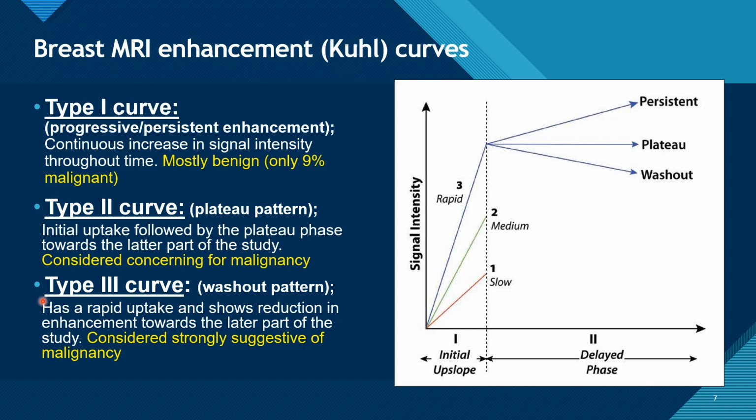The type 3 curve, which is the washout pattern curve, shows a rapid initial uptake and a rapid washout in the delay phase. And this is highly suggestive of a malignant pattern of contrast enhancement. So according to the type of curve, this can reflect the type of microcirculation going on within this certain region of interest.